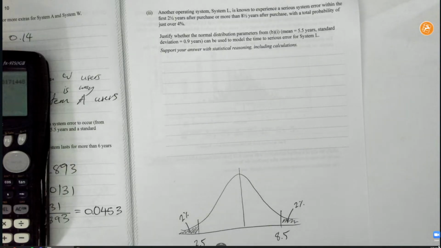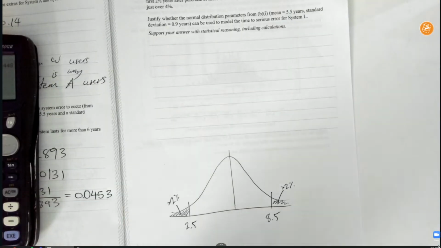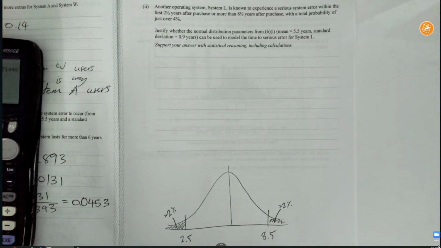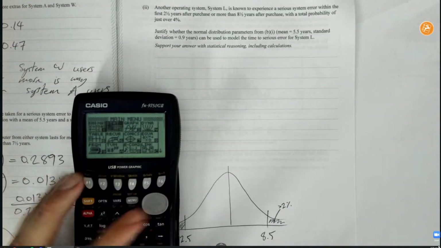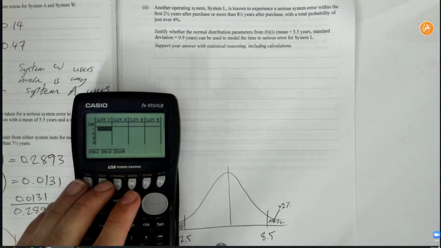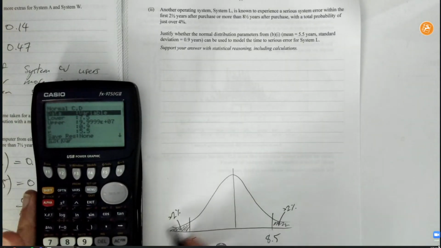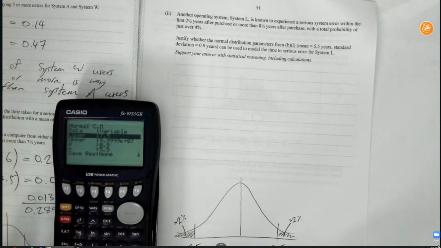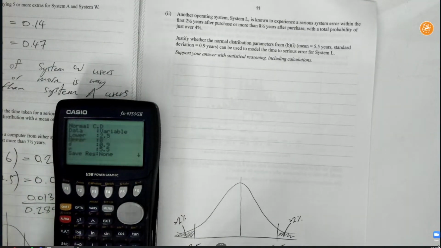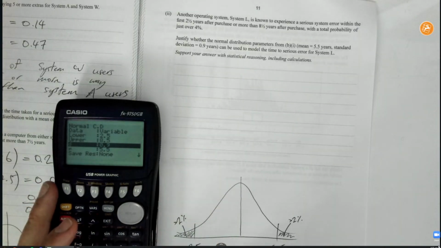Justify whether the normal distribution, ooh, I like this, I'm going to do it like this. Greater than 2%, greater than 2%, can be used to model the time to serious error. Ooh, okay. So pretty much we're doing a two-tailed distribution. You could do it two ways. You could do like an inverse. No, you couldn't, because that would have two unknowns. Okay, so our lower becomes 2.5, our upper becomes 8.5, and it's the same standard deviation.